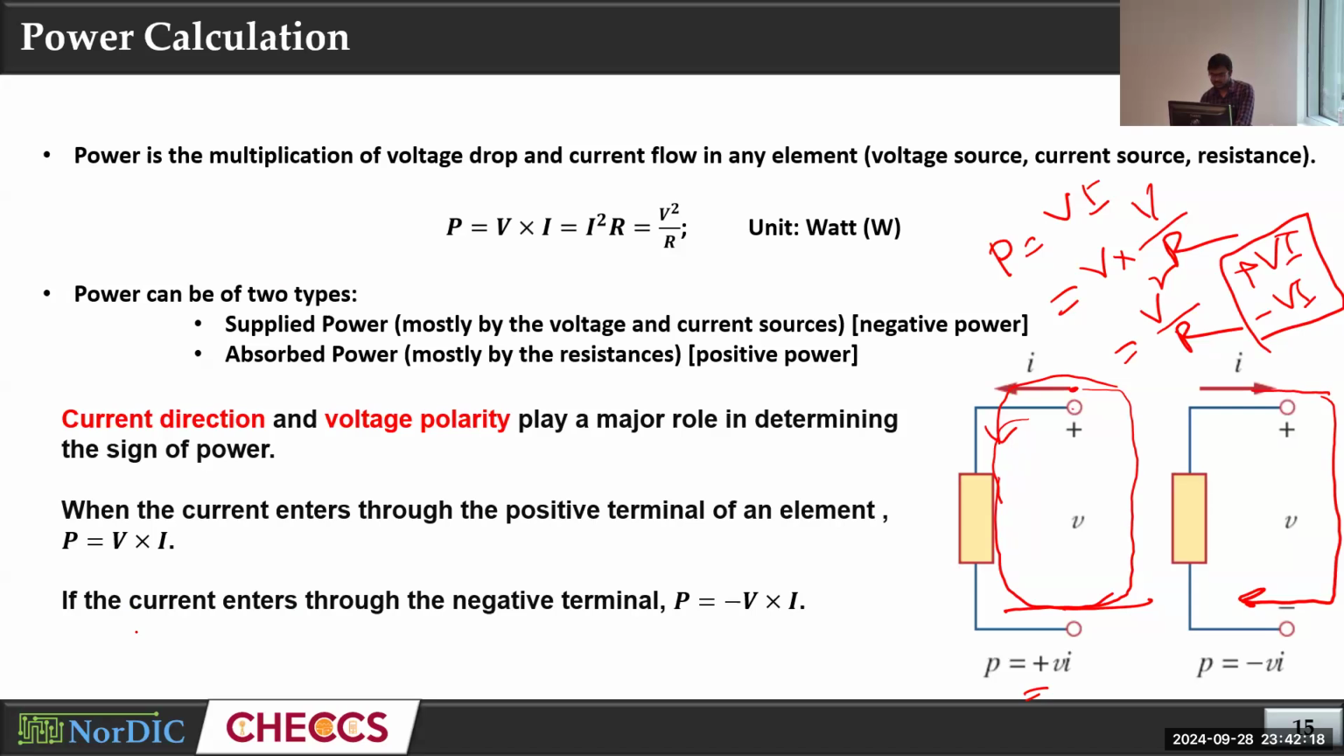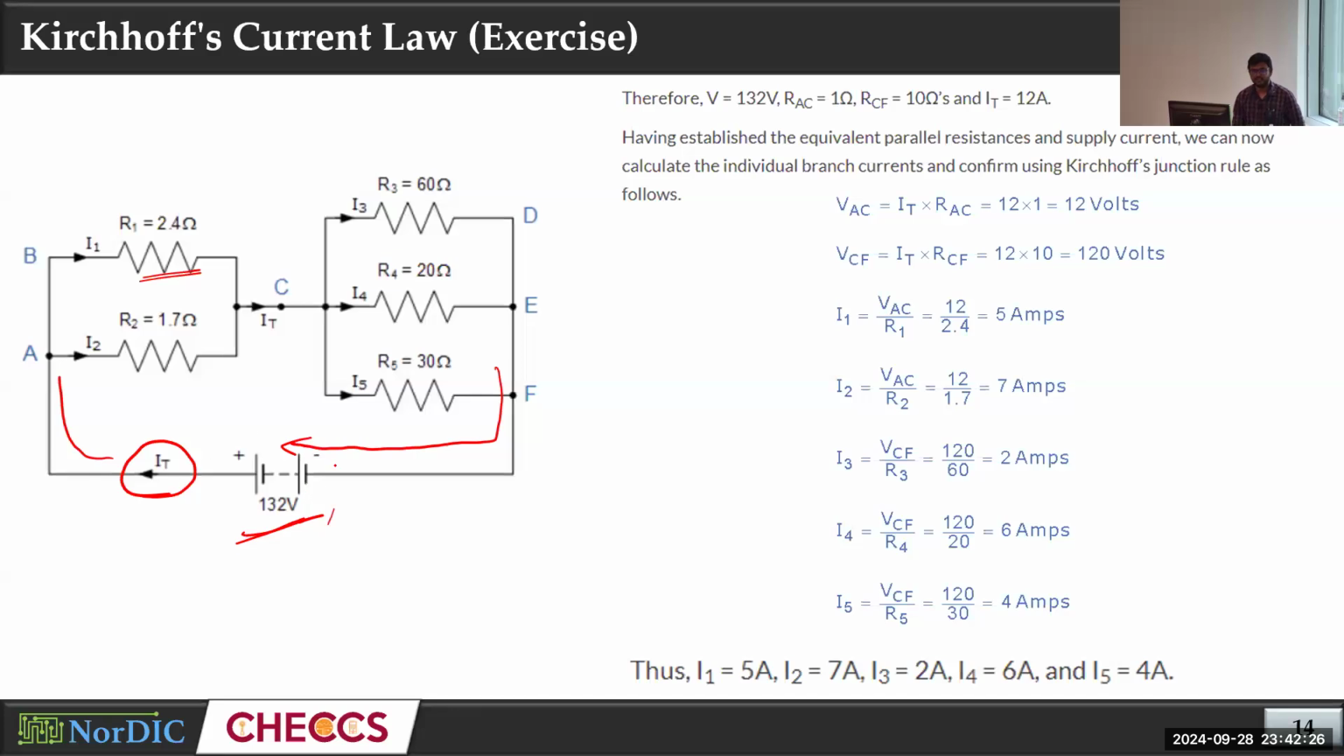Supplied power, because this is leaving through the positive node and entering the negative node. So when we calculate the power of this voltage source, we should use P equals minus V times I, that is 132 and I, which is 12. So that should be the power of this voltage source. Negative something. That means it's supplied power.